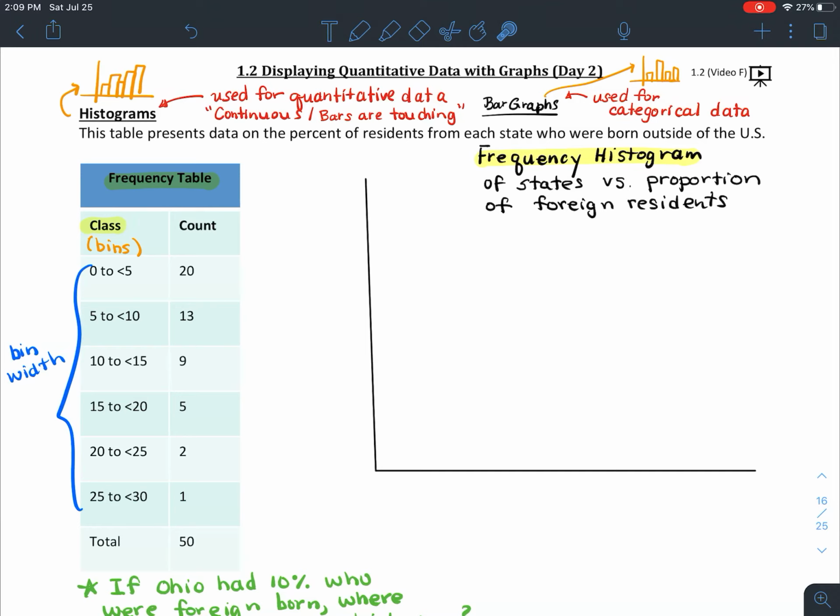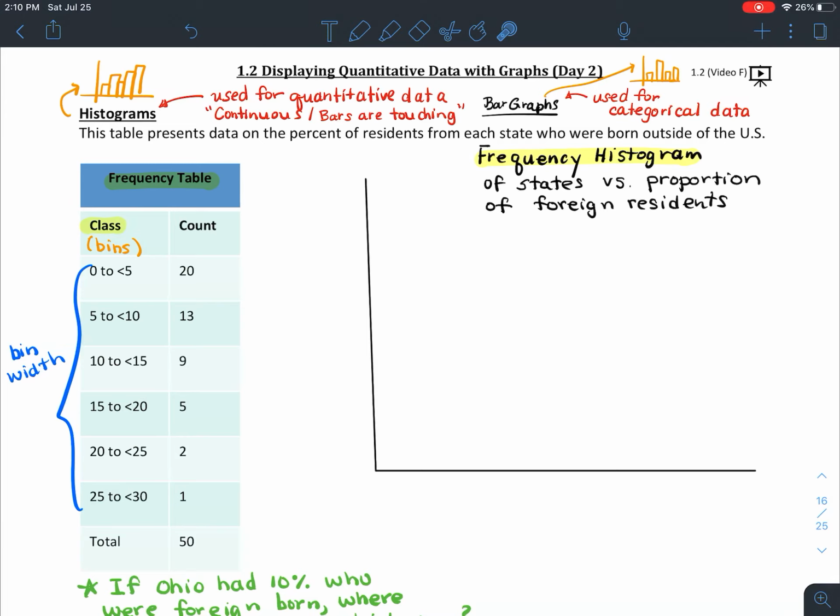Now notice where 5 is included in this next bin. So what you want to keep in mind is the left side of the bin, that number is included, but the right side is not included. Okay? And so let's just make up what these numbers are representing so that we have some context here. We're going to make a frequency histogram from this data, and let's just say that this is representing the number of states. Okay, we got 50 states here. We'll say this is the number of states versus the proportion of foreign residents in the state.